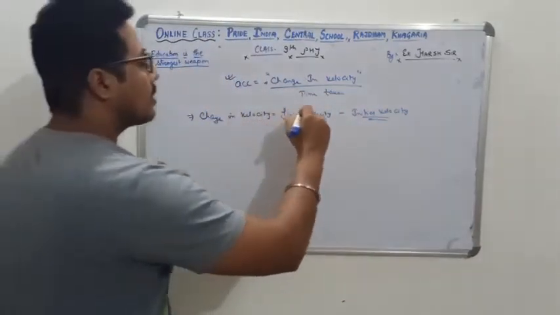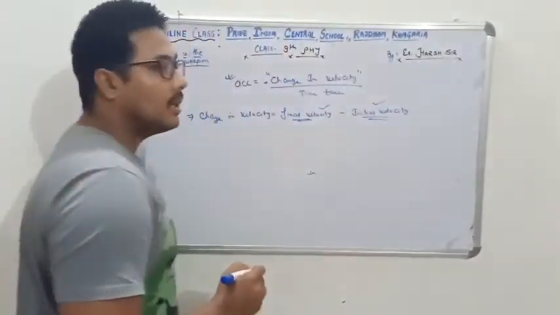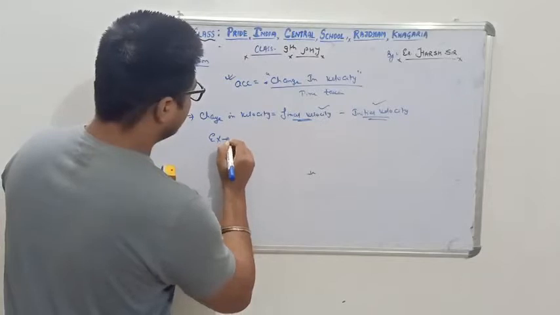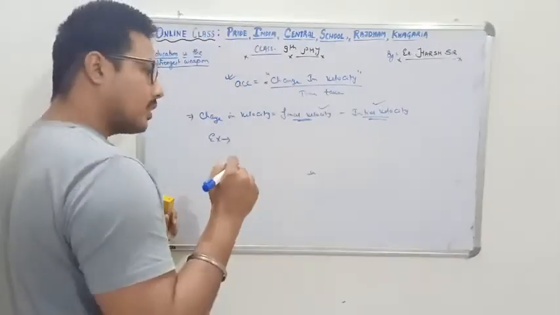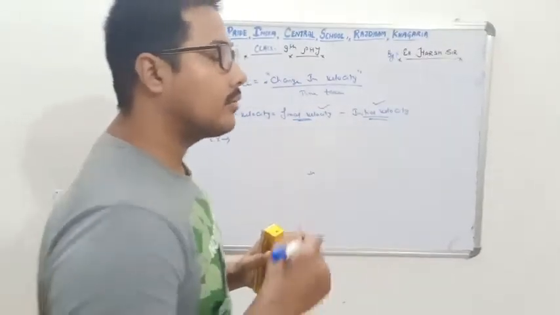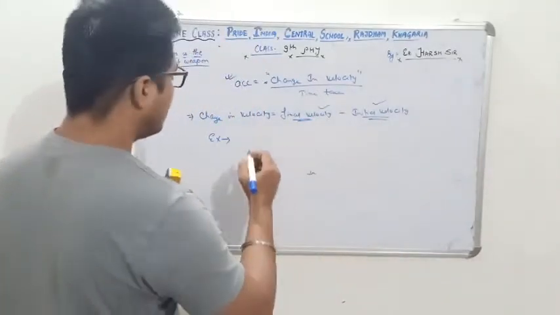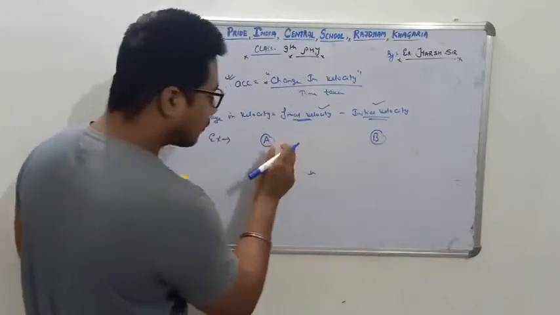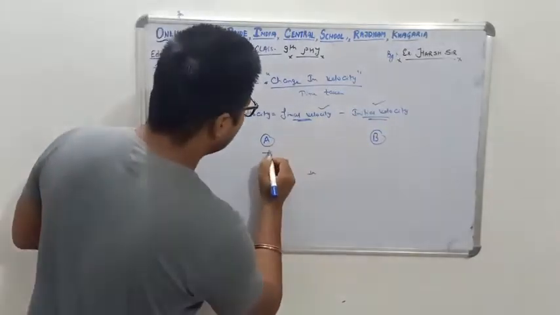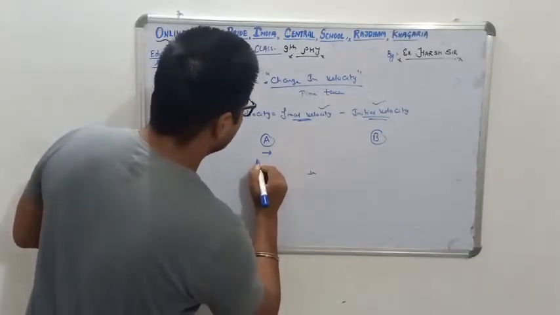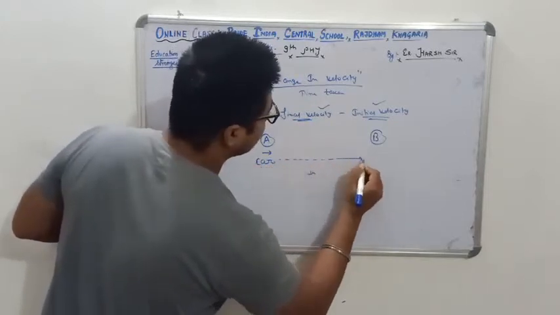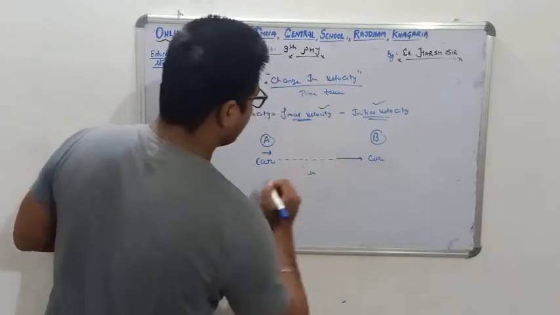What do you understand by final velocity and initial velocity? Suppose, for example, you start from your house in a car and you have to reach a certain distance, say B. You start from A and you need to reach B. You start with a car, then travel the distance with the same car and reach here.